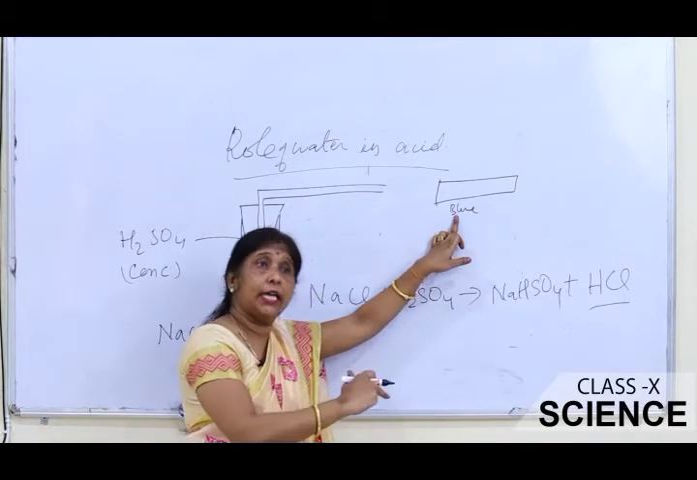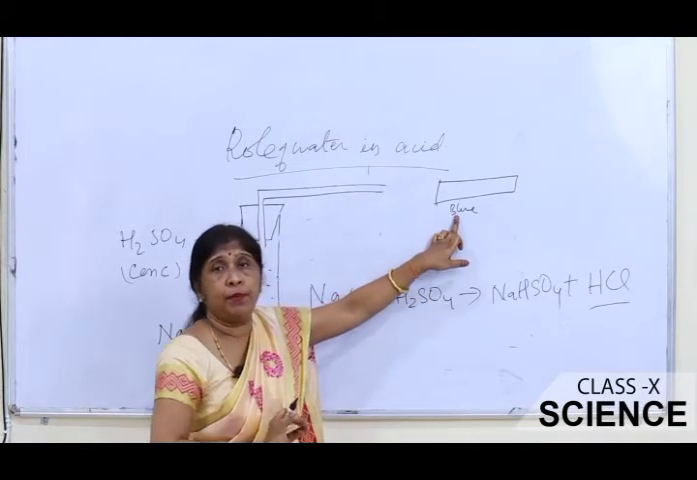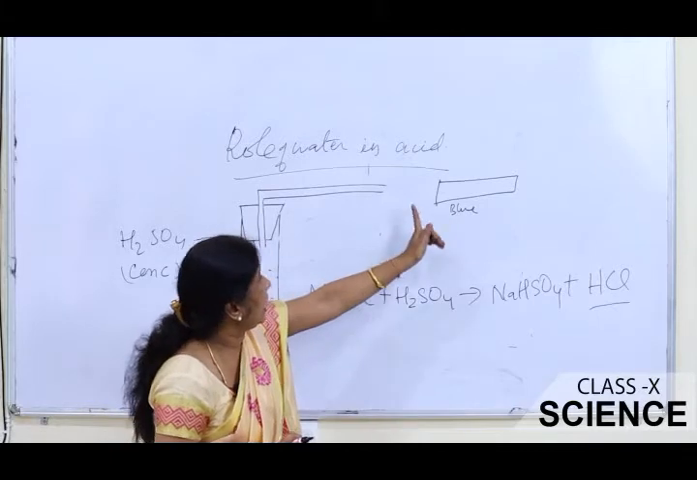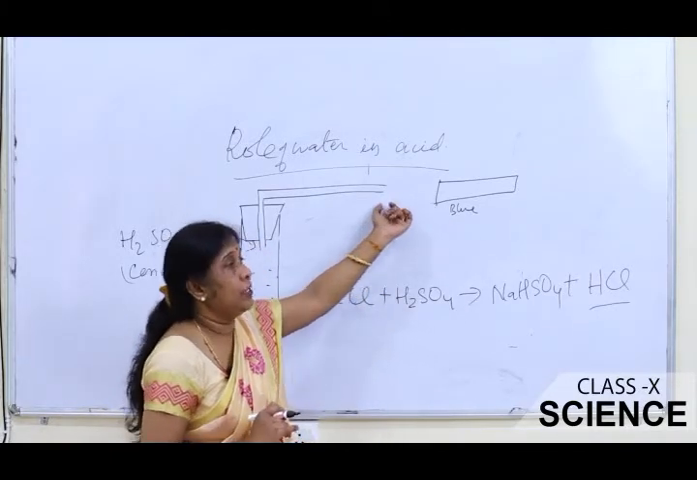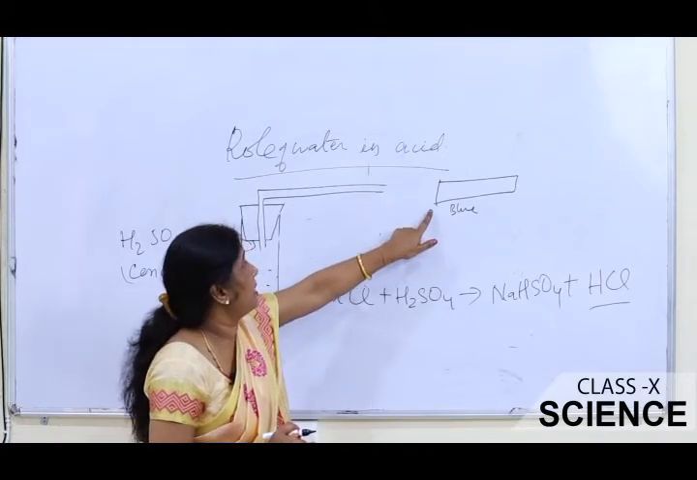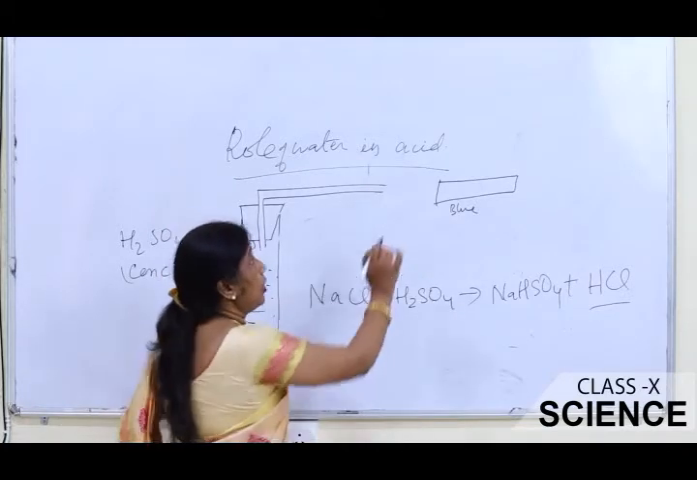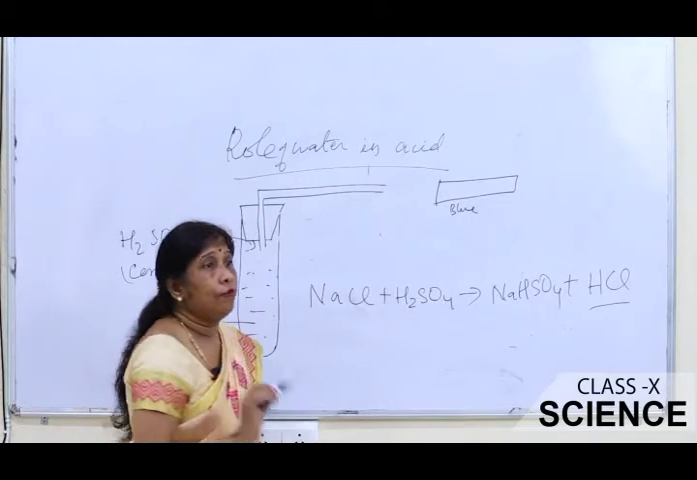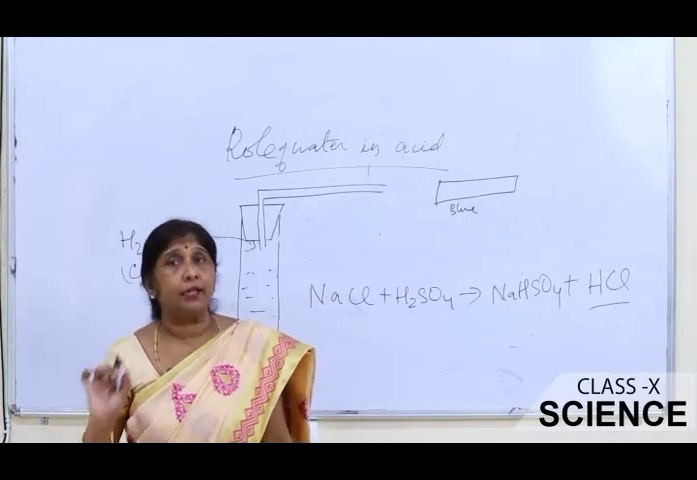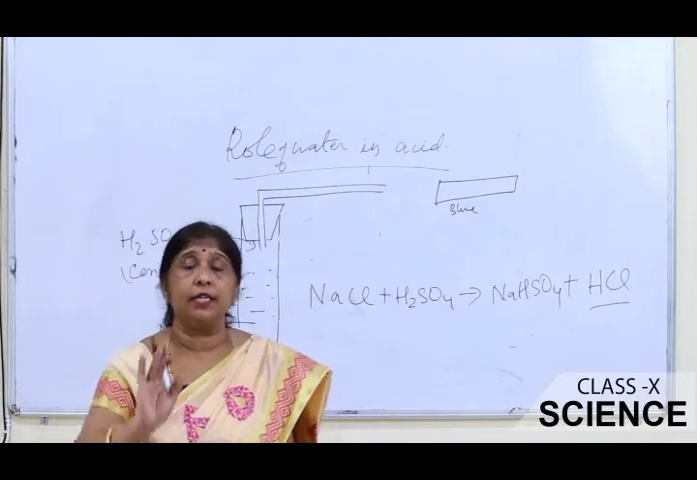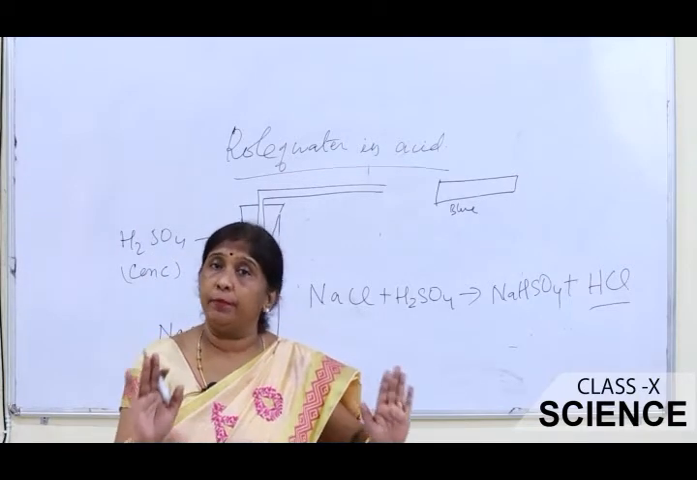Why? Previously I brought a dry litmus paper, and the second time I brought a wet litmus paper, and so the wet litmus paper changed into red color. That means water is very much essential for the production of the H plus ion, and when H plus ion is released, then only an acid can show its acidic behavior.